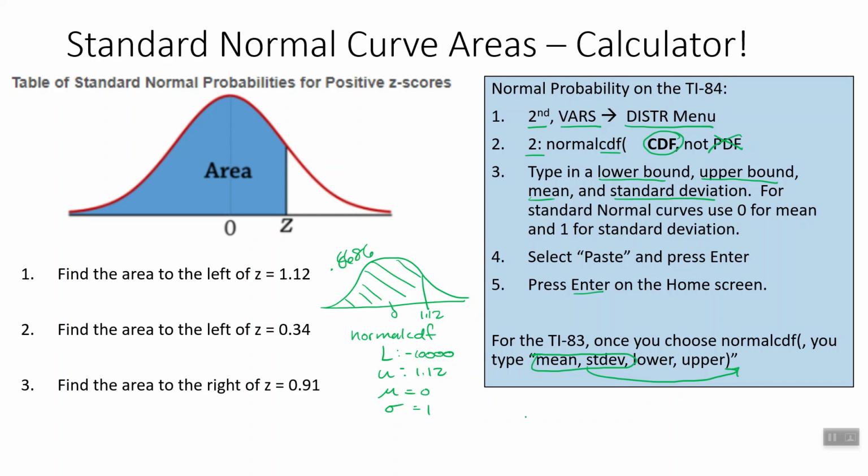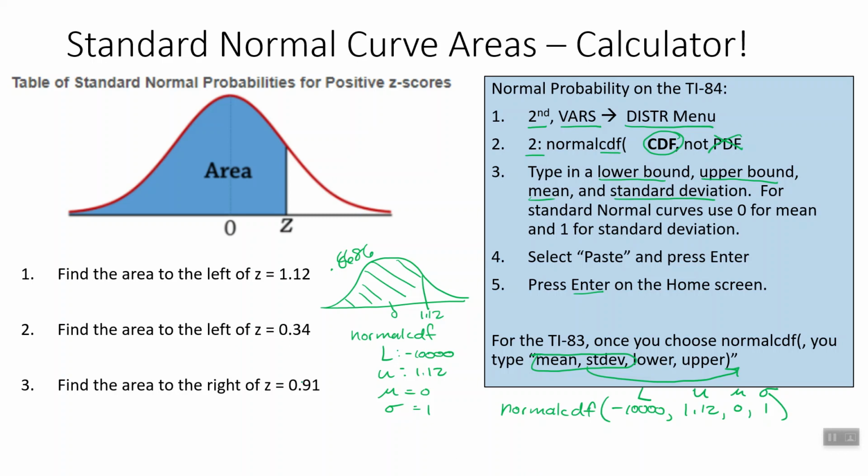All right, if you're writing it out the other way, like if you were writing it out normal CDF, -1,000 or -10,000 is what we used, 1.1201. If you write it like this, you're not going to get full credit. You have to label what these parts are. So lower, upper, mean, standard deviation. All right, so they've got to be labeled.